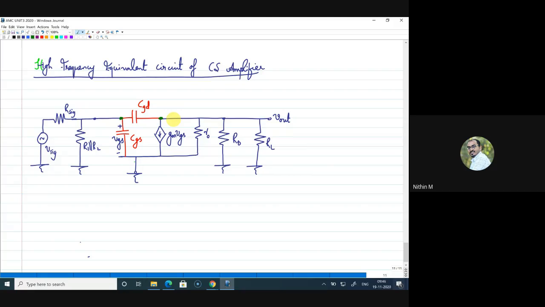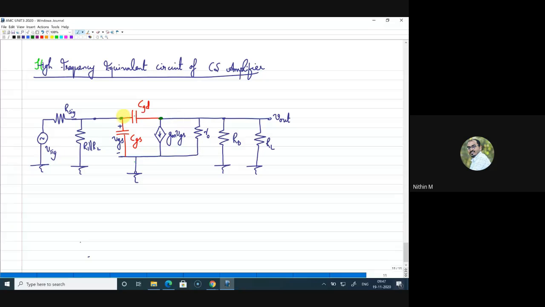In the absence of the capacitor, whatever voltage is coming here, your MOSFET is acting as a controlled current source and producing the current gm VGS. But now, between input and output, through this capacitor, there is an interaction happening. Whenever you have an element or an impedance sitting in between the input and output as an additional path.